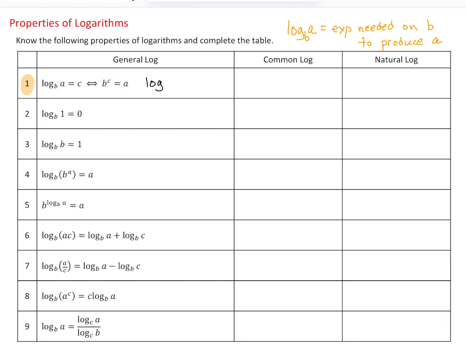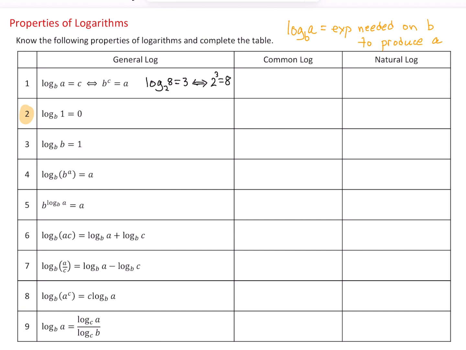For example, log base 2 of 8 is a number, and that number would be the exponent needed on 2 to produce 8, and of course that number is 3. And its exponential version would be 2 raised to the 3 is equal to 8. Now, in general, you want to be very comfortable being able to go back and forth between log and exponential forms. Property 2. Log base b of 1 is 0.